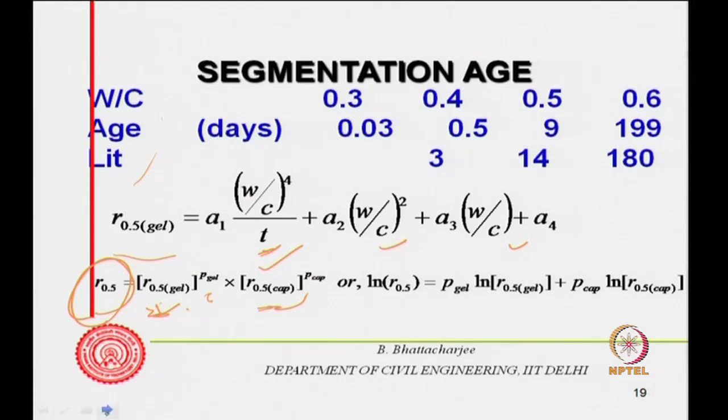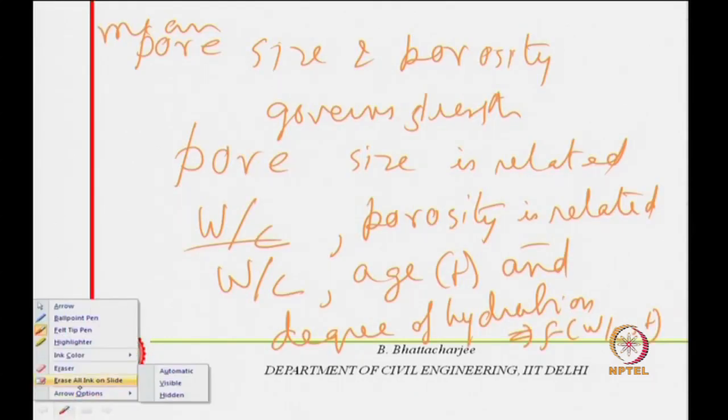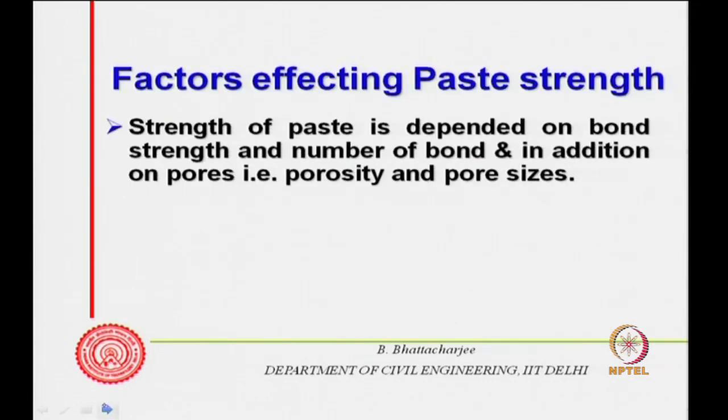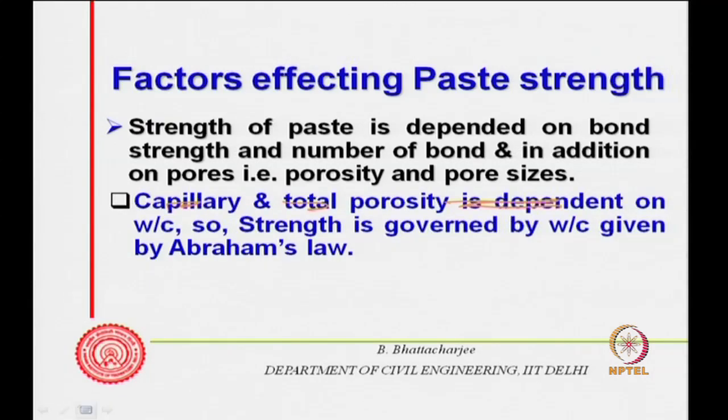So, in other words, what we are trying to say qualitatively, you can leave the quantitative out, is that the strength of paste depends on, of course, bond and number of strength, but it is mostly dependent on porosity and pore sizes. This will be the main contributive factor in normal strength concrete, and capillary porosity and total porosity are dependent on water cement ratio, that is what we have seen, and pore size is also governed by water cement ratio, as we have just seen.